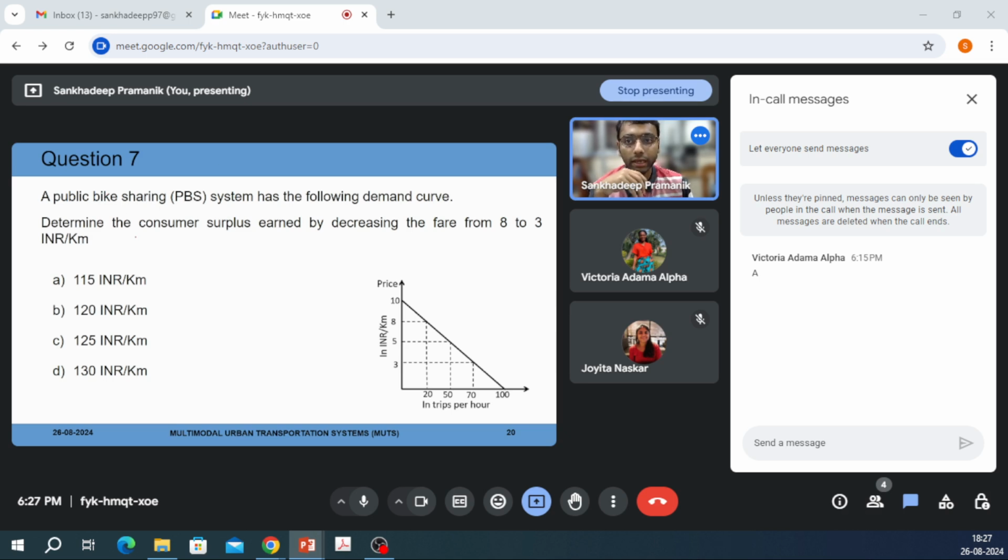Next is, a public bicycle sharing system has the following demand curve. Determine the consumer surplus earned by decreasing the fare from 8 to 3 INR per kilometer. From 8 to 3, what will be the change of consumer surplus?